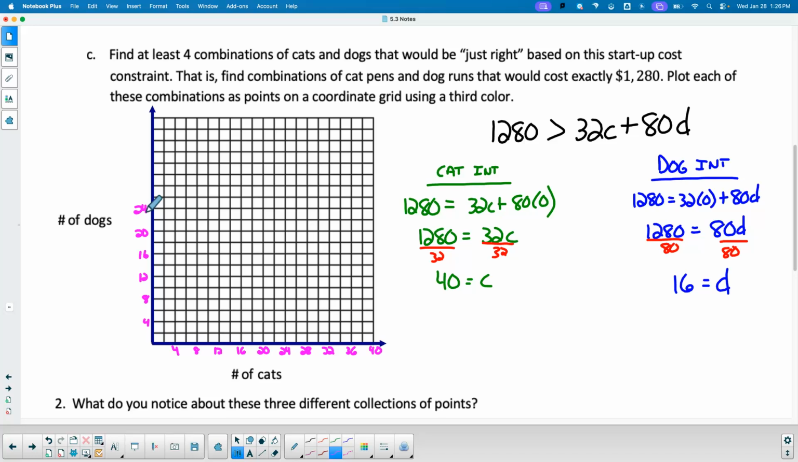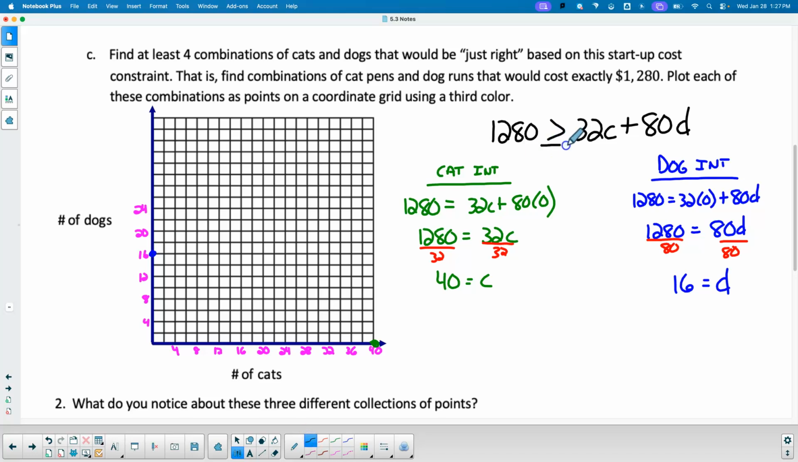so our cat intercept would be way over there, and our dog intercept would be up there, and we can connect those with a... Would we have to go with less than here, our inequality? Or could they spend it all? So we could have the equals part. Okay, so we could have the equals part here.